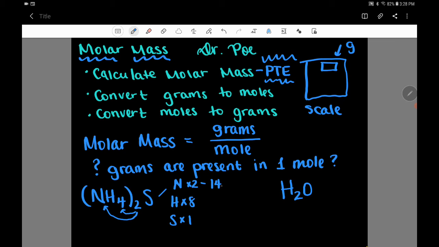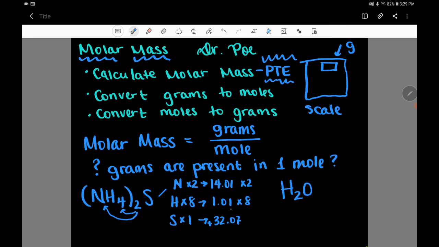So nitrogen, its atomic mass is 14.01. We're going to multiply that by 2. Hydrogen, its atomic mass is 1.01. We're going to multiply that by 8. And sulfur, its atomic mass on the periodic table is 32.07. And we're going to multiply that by 1. Anything times 1 is itself.